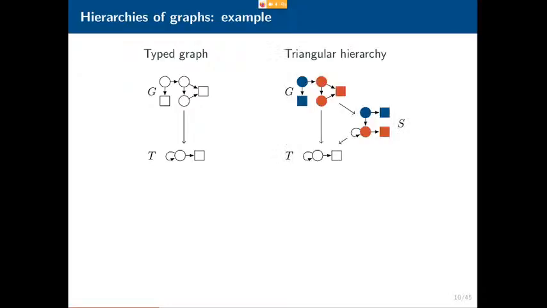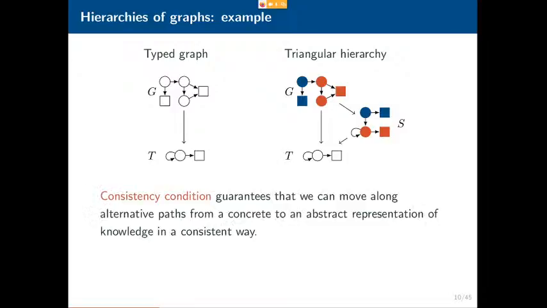Now the second and slightly more elaborate example consists of three graphs. Here we have graph G typed by graph T, and graph G typed by graph S, which is also typed by graph T. In this example, we have the same graph T that defines circles and squares. Now graph S slightly refines this typing and defines two kinds of circles and squares, orange and blue. And now our graph G has multiple instances of these orange and blue circles and squares. This is the first and most elementary example where our consistency condition plays an important role.